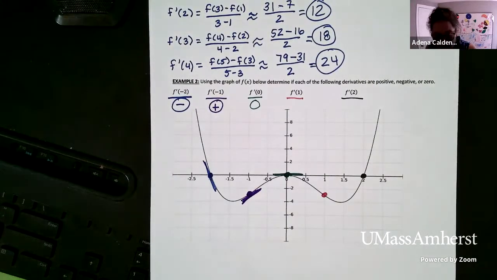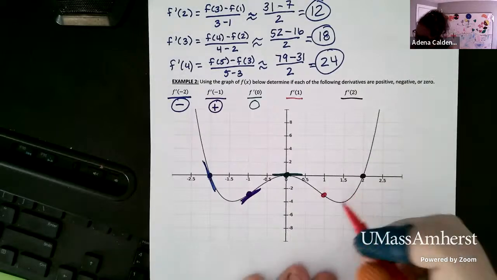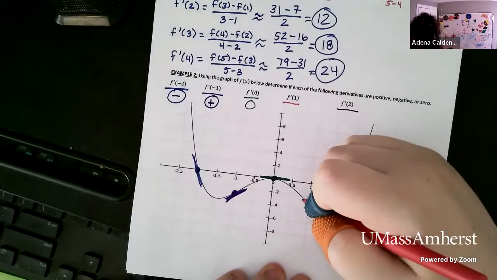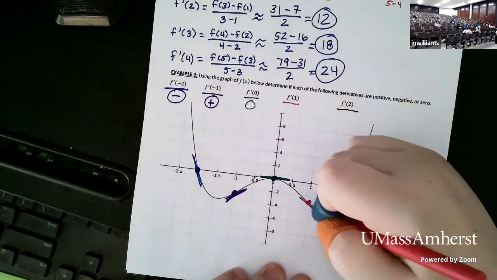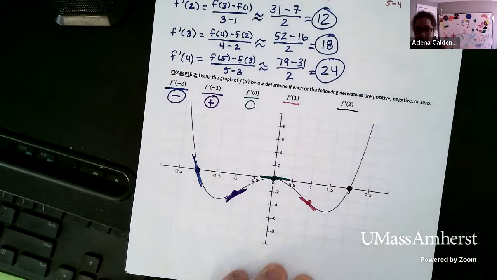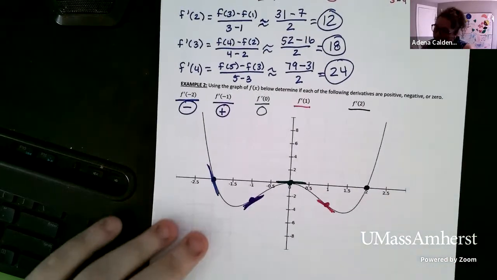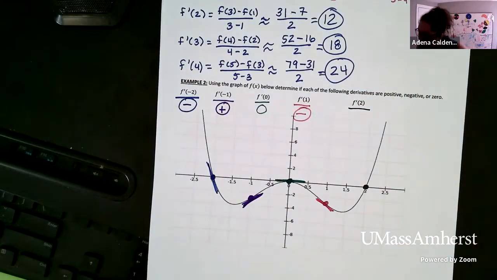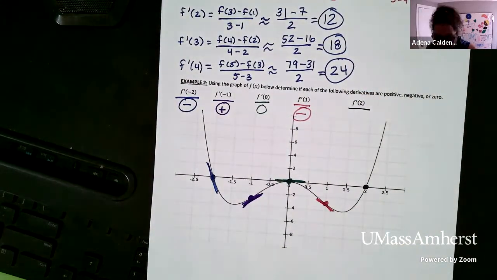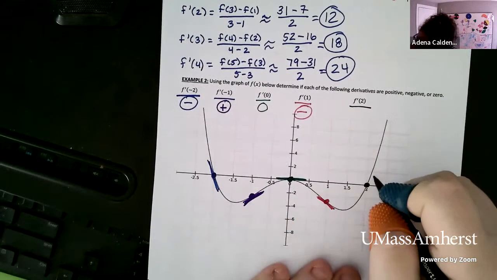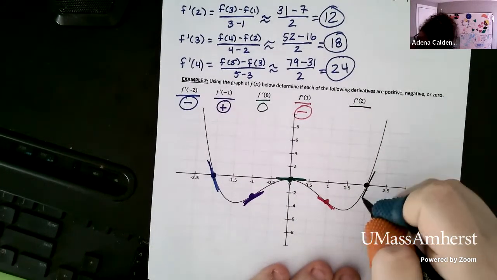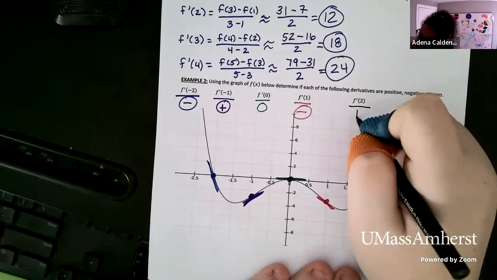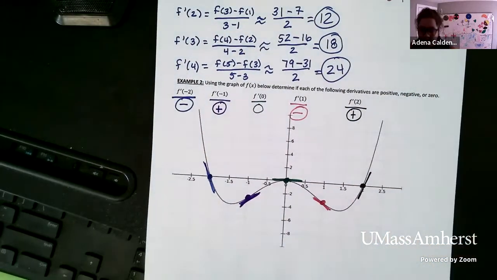So then the next one we have f prime of 1. That's over here. So if we just sketch in a little tangent line here, we can see that's going down from left to right. So that one is negative. And then finally, the last one, we're sketching a tangent line. It's going to be going up from left to right. So therefore, the slope is positive.